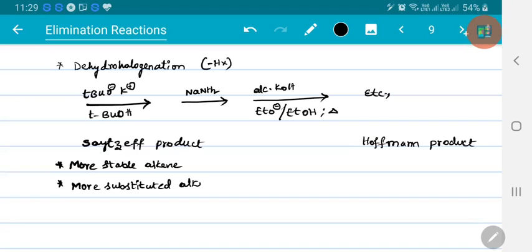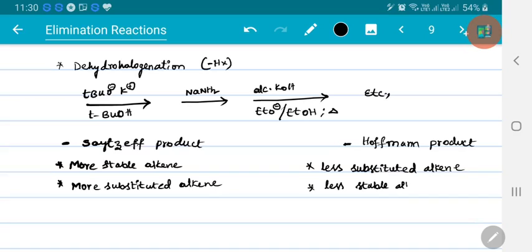So that's why we call this the Saytzeff product. So the Hofmann product means a less stable alkene. Less stable alkene means fewer hyperconjugations, or a less substituted alkene. Right? This is what generally forms.